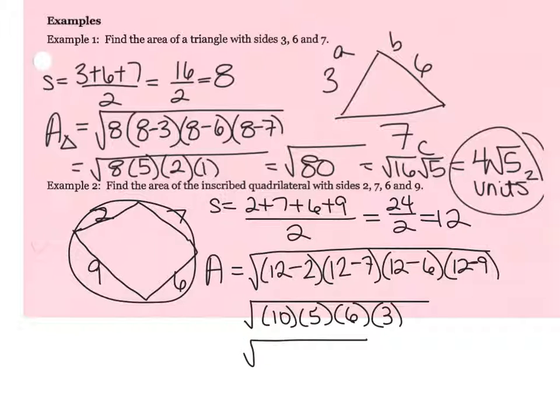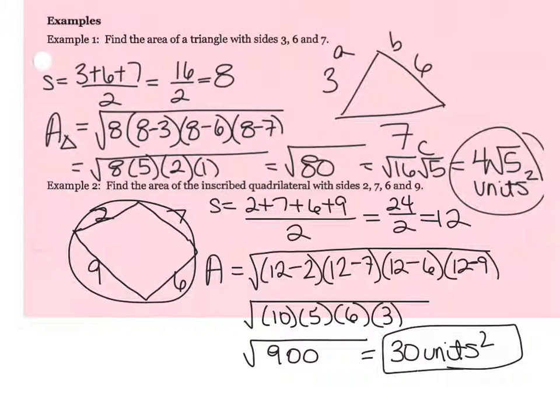10 times 5 is 50. 50 times 6 is 300. 300 times 3 is 900. And that is a perfect square. So the square root of that is 30. And our area is 30 units squared. And that concludes your notes for 11-8.